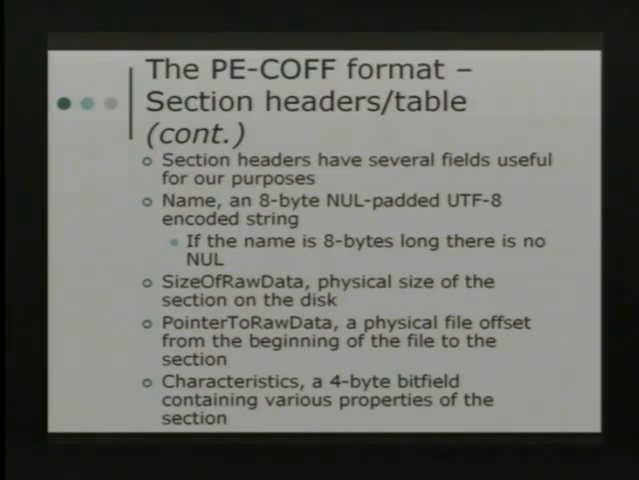The name is going to be an 8-byte NUL-padded UTF encoded string, which, if the name is exactly 8 bytes long, is going to get truncated, and the null is not going to be there. The size of raw data is interesting because that's the physical size of this particular section on the disk of the system. Then the pointer to raw data is going to be the actual physical file offset that we're looking for. And characteristics is just basic characteristics describing the section. Is this executable data? Is it initialized? So on and so forth.